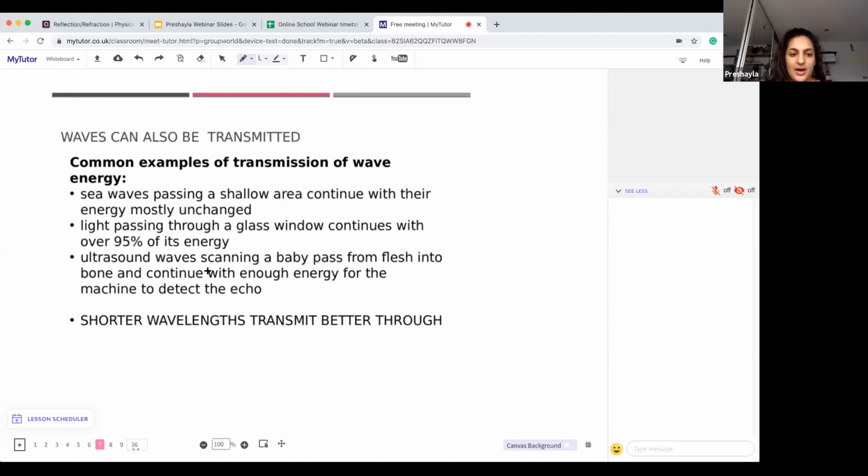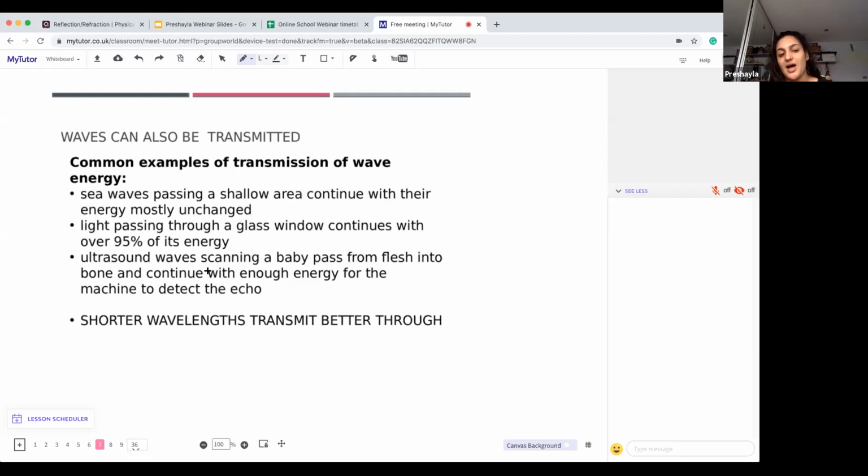Other things that can happen to waves is they can be transmitted. So to be transmitted is to go from one place to another. That's the definition of transmission. Okay, so some examples of transmission are sea waves passing a shallow area, which continue with their energy mostly unchanged. Light passing through a glass window. Okay, so light comes from outside to inside and continues with 95% of its energy.